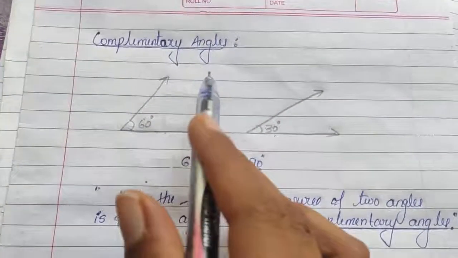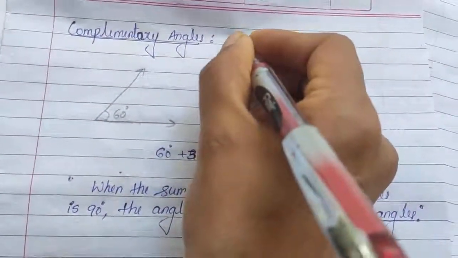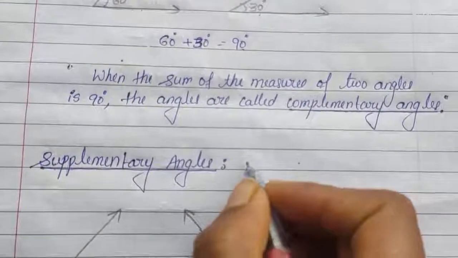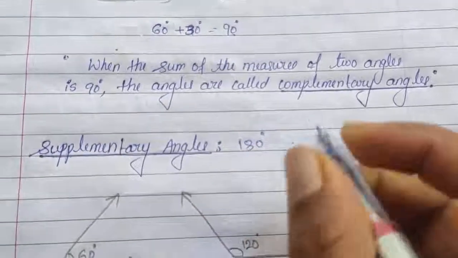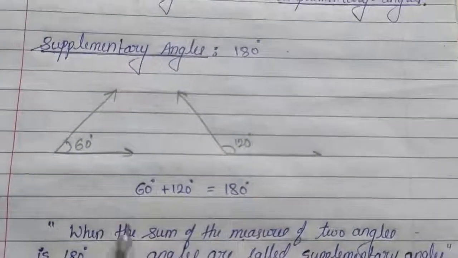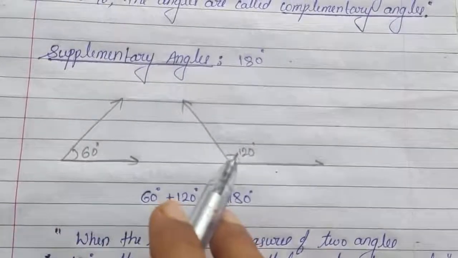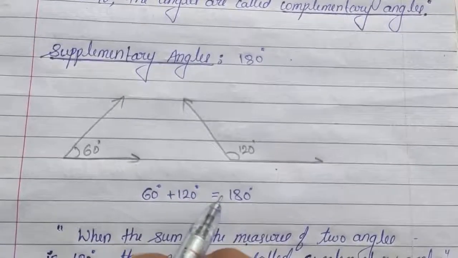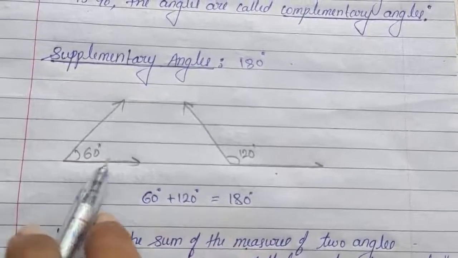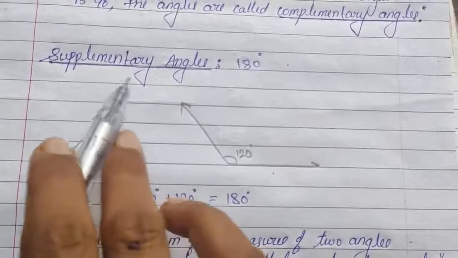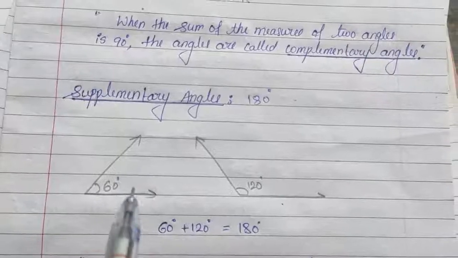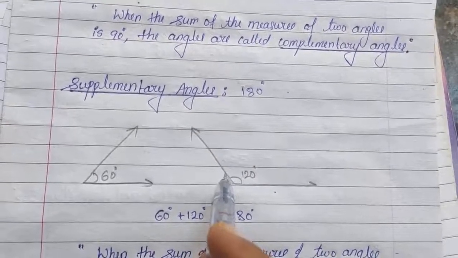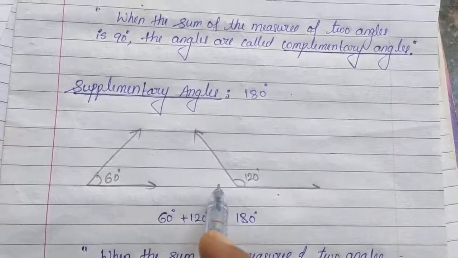Now we will learn about supplementary angles. Like complementary angles, where the sum of two angles is 90 degree, in supplementary angles the sum of two angles will be 180 degree. We will see with the help of an example. Here I have two angles, 60 degree and 120 degree. What is the sum of these two angles? 60 plus 120 is 180 degree. That means both the angles are supplementary angles. When two angles are supplementary, each angle is said to be the supplement of the other angle.